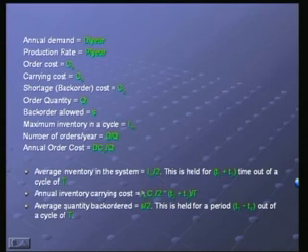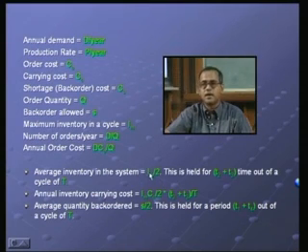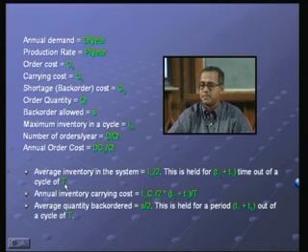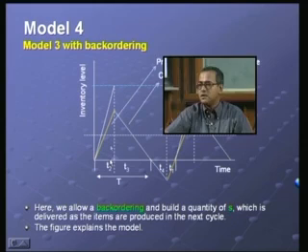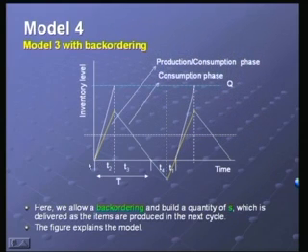Now, average inventory in the system is Im by 2, but held for a period T2 plus T3 out of a cycle time T. Now, we go back here. Now, there is a cycle time T, but the total inventory of this quantity, that is half into Im into T2 plus T3, is held for a quantity big T or capital T. So, average inventory is Im by 2 into T2 plus T3 by T.